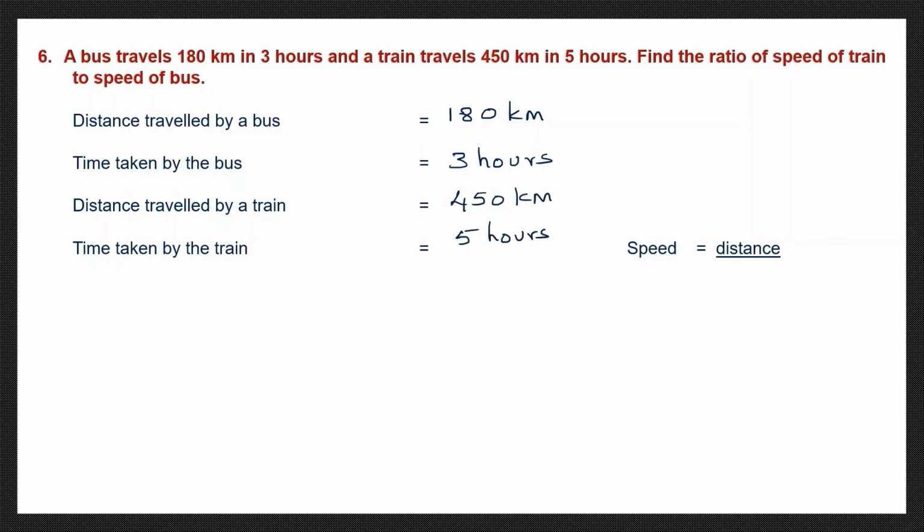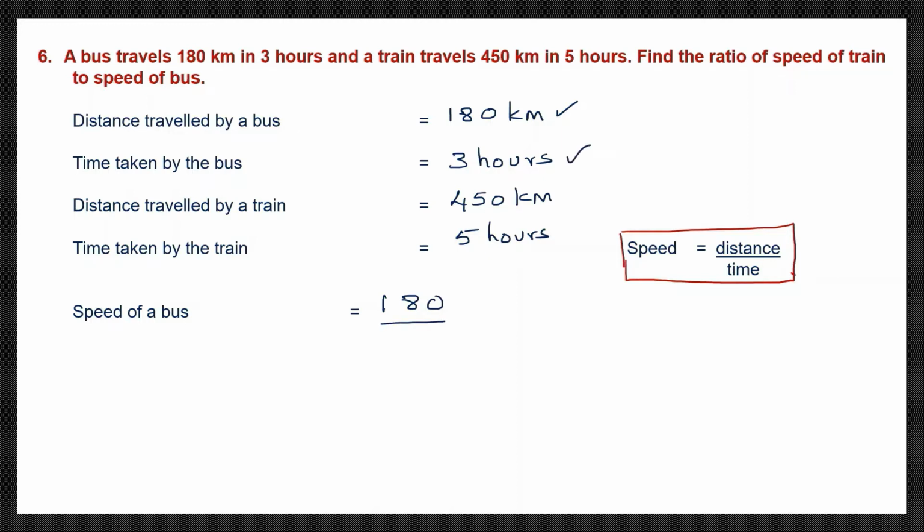Now we know that speed is distance by time. We know this little formula, isn't it? That speed is distance by time. To find speed, we have to divide the distance by the time. So let's find the speed of a bus. What is the distance? 180 kilometers. And we're going to divide it by the time. The time is 3 hours.